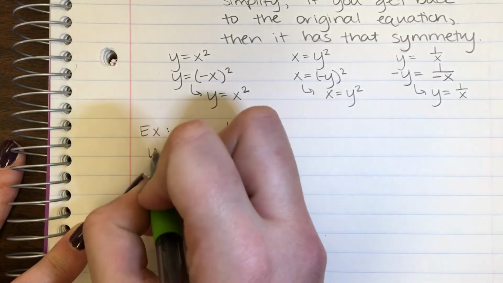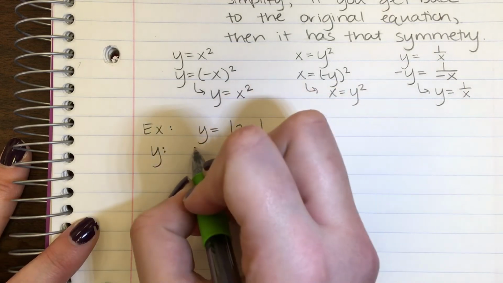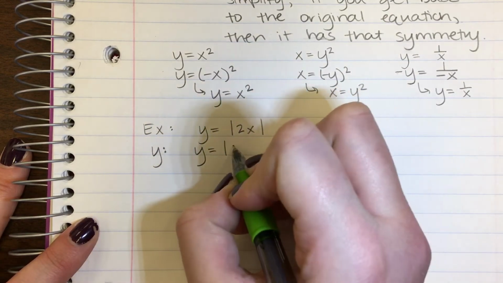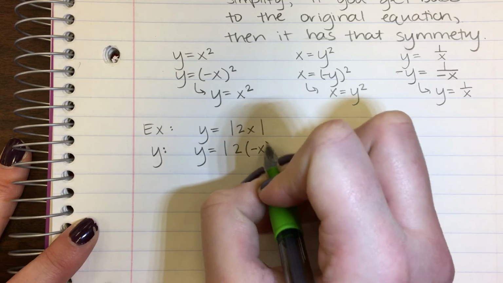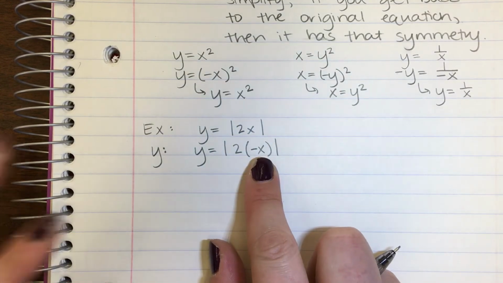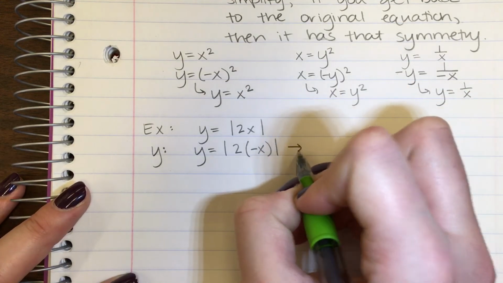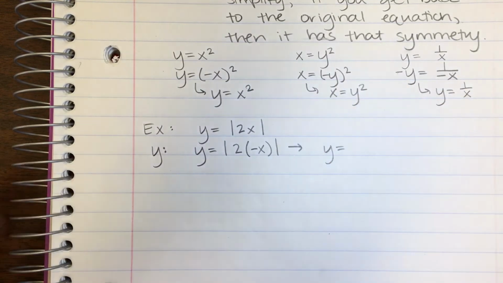So to check to see if it's symmetric to the y-axis, that means that I plug in a negative x. So I'm going to say y equals the absolute value of 2 times negative x. And when I multiply 2 times negative x, I get negative 2x inside of the absolute value. But no matter what I plug in the absolute value, it's always going to become the positive result.